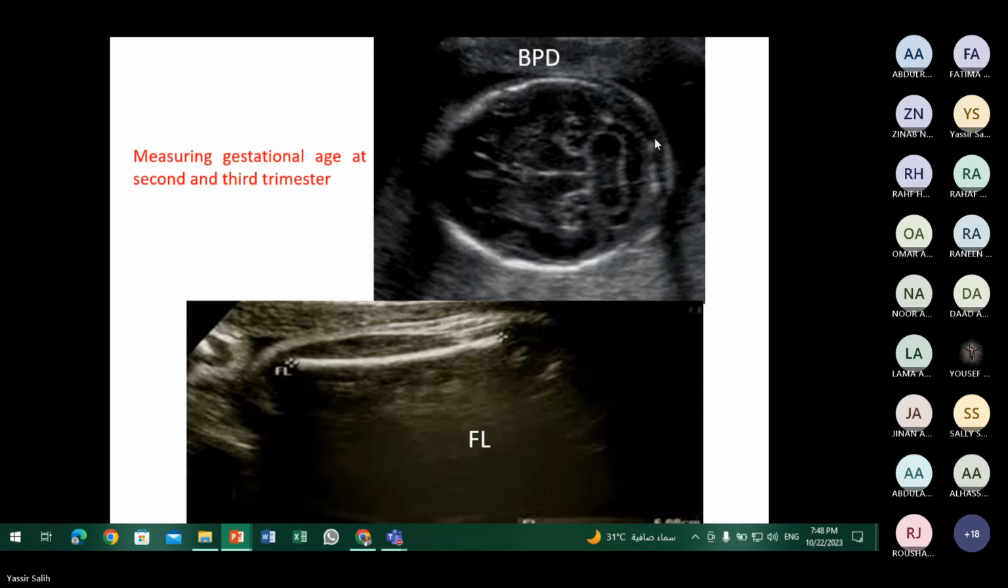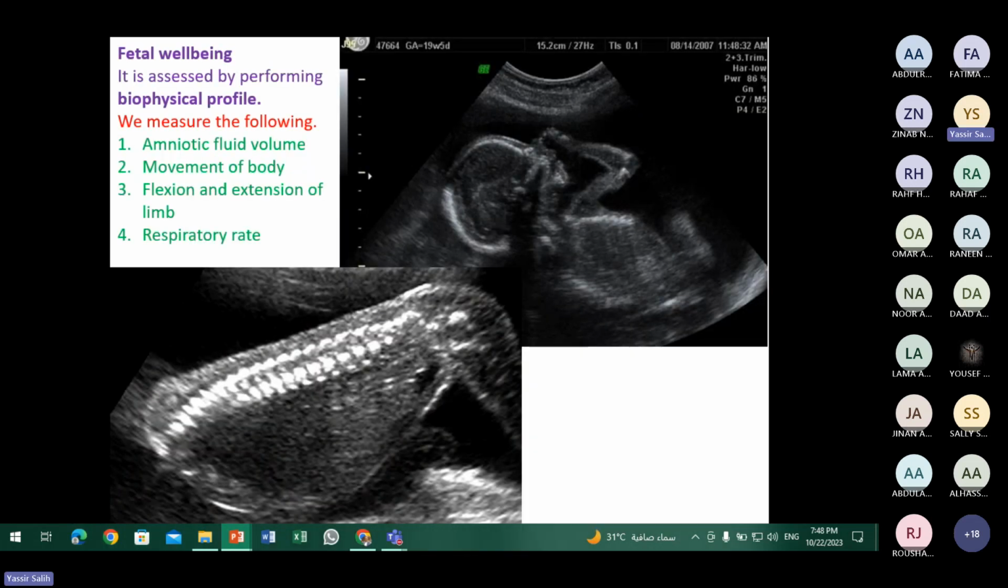Also we have head circumference, another method. We can measure the circumference of the head. This is another method of estimating gestational age, also done in the second and third trimester. So we know the first trimester, and then second and third trimester. Of course there is also abdominal circumference, which helps us in the estimation of the weight of the fetus more than the gestational age.